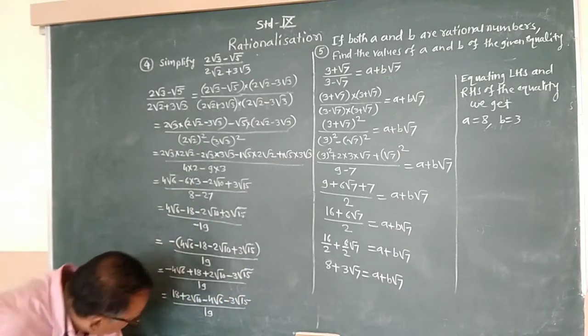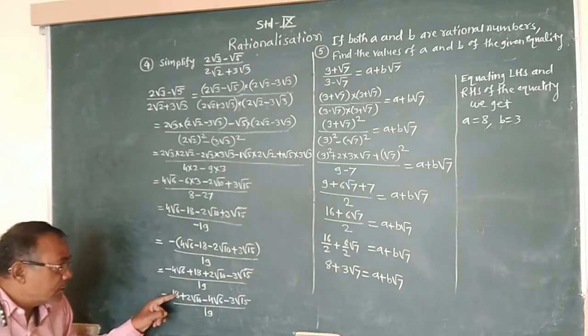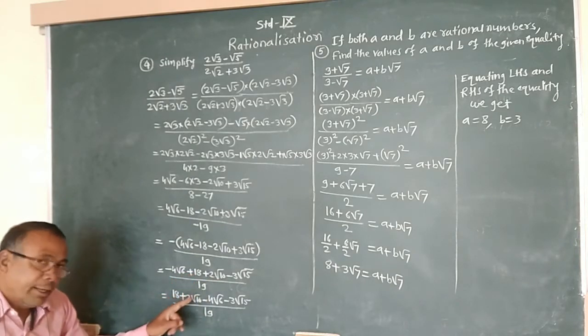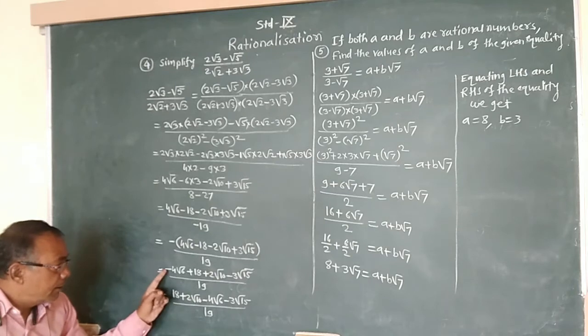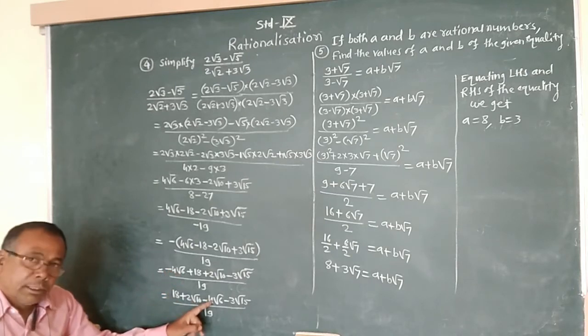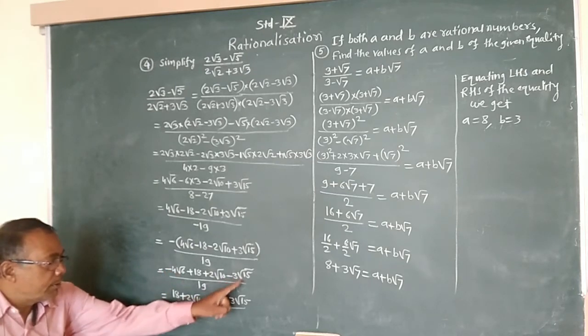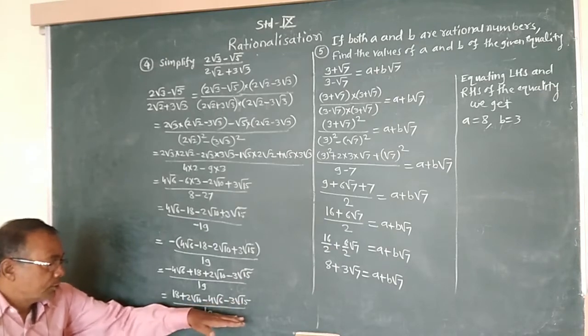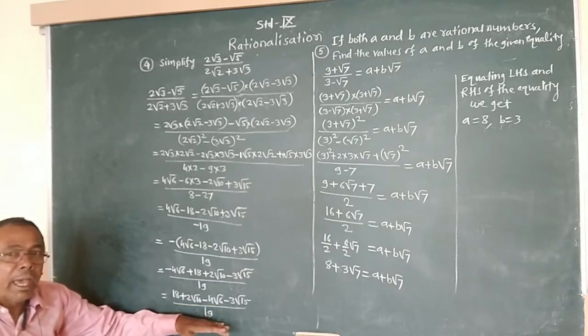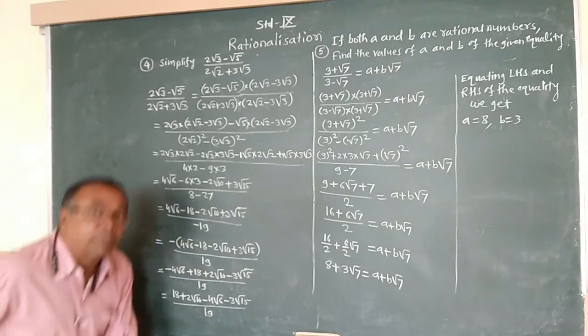Only I have to change the order: 8 is taken first, then 2 root 10 at the second place, minus 4 root 6 third, and minus 3 root 15 at the last. So this is the answer of the given expression.